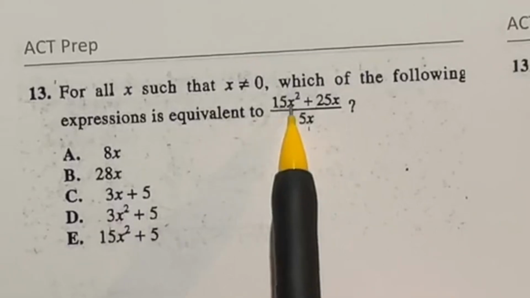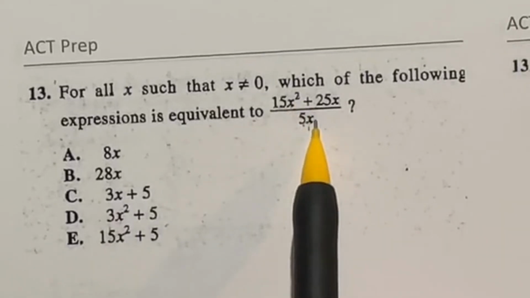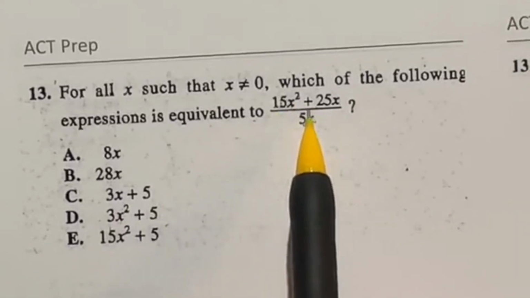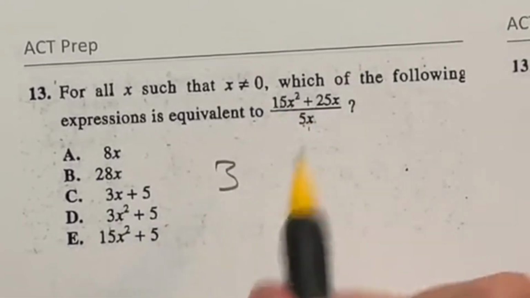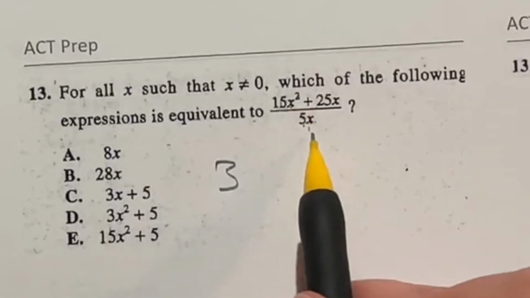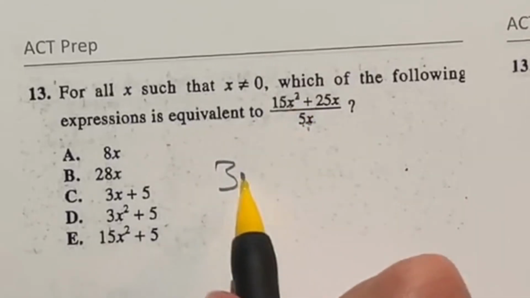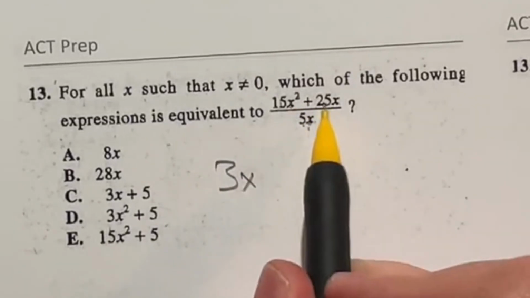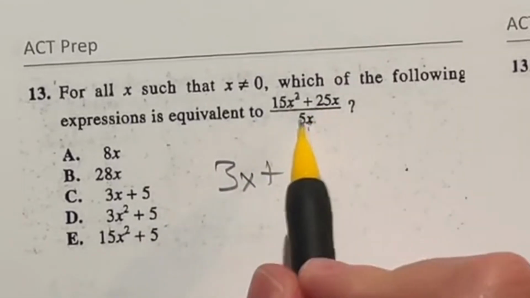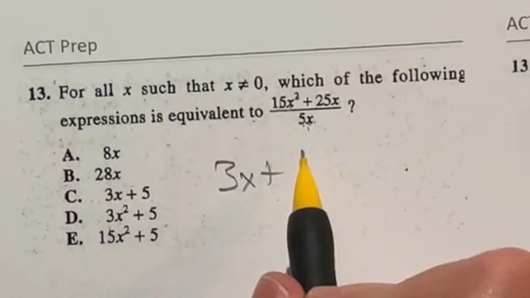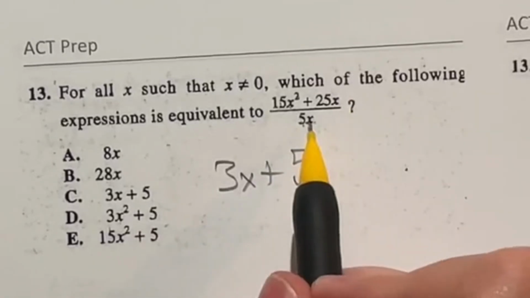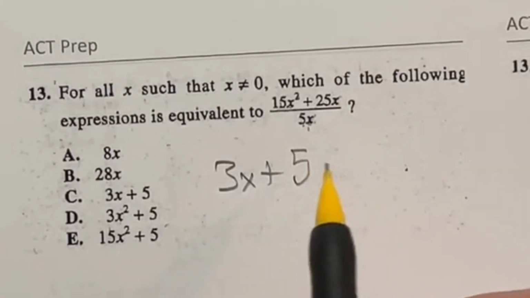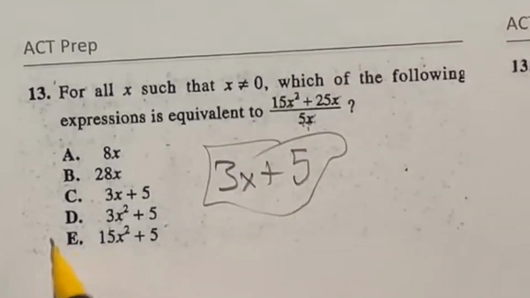So when you're doing 15x squared divided by 5x, first let's deal with the numbers out front. 15 divided by 5 is just 3. Then, if you have x squared and you're taking one of those x's away, you'll be left with just one x. Then over here, we have plus 25 divided by 5 is going to give us 5, and the x divided by an x will cancel the x out entirely, meaning our final answer is 3x plus 5, which is answer C.